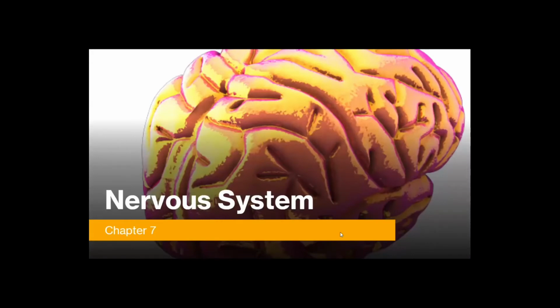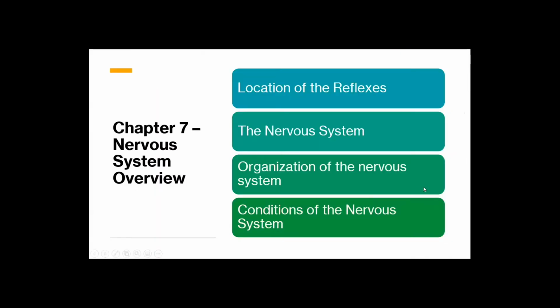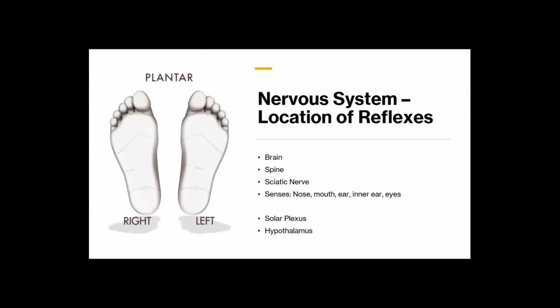All right, so we are going to dive right into the nervous system, which is chapter 7. And in chapter 7, we are going to learn the locations of the nervous system reflexes, the organization of the nervous system, and conditions of the nervous system.